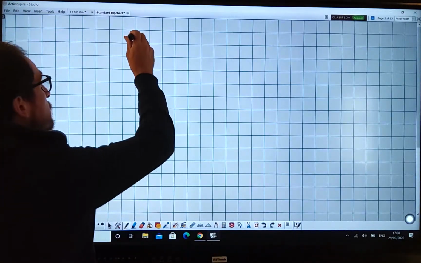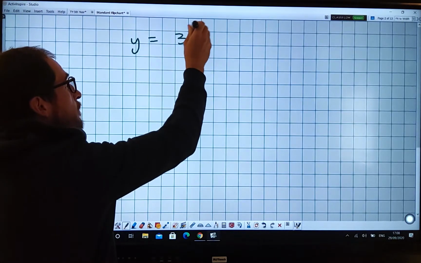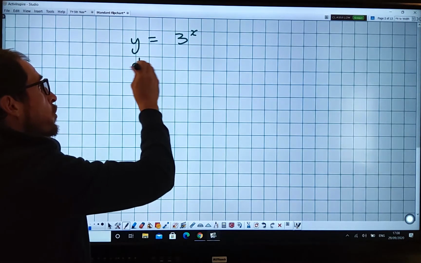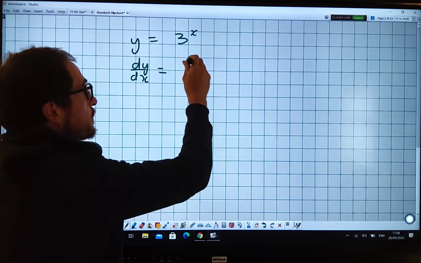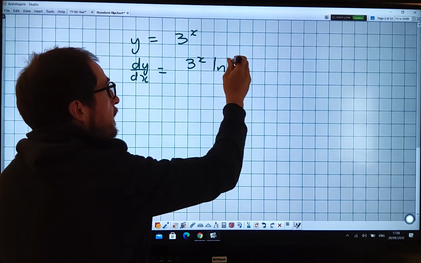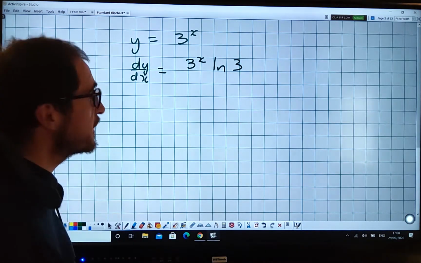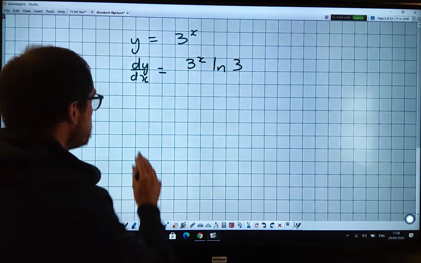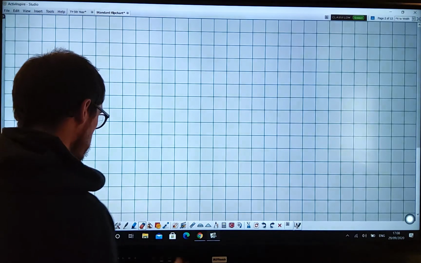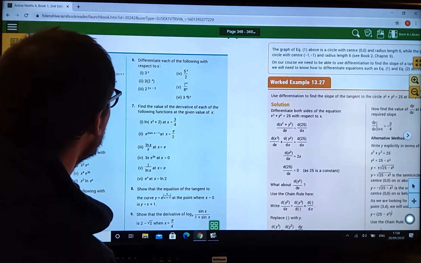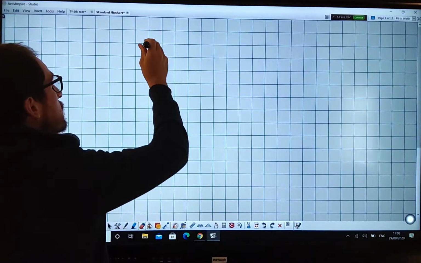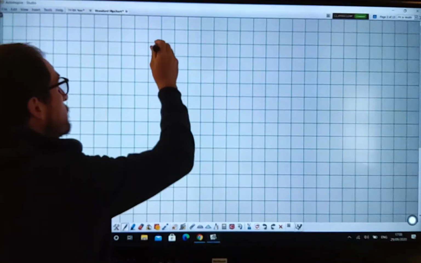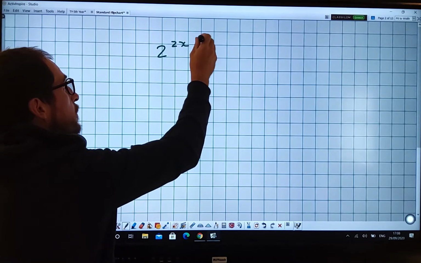So if you had y is equal to 3 to the power of x, then following the rule, because that's in the correct format of a constant to the power of x, it's equal to 3 to the power of x log 3. So that's just following the rule. But now, if you look at another one for this type of question, say, for example, you have 2 to the power of 2x minus 3.